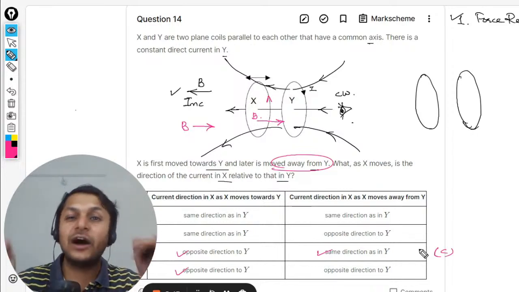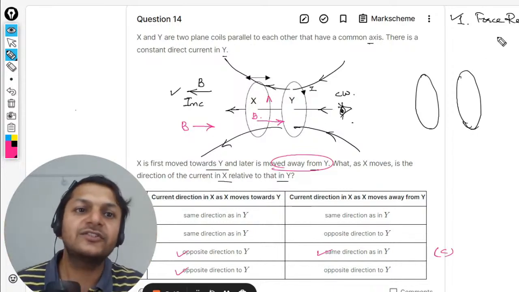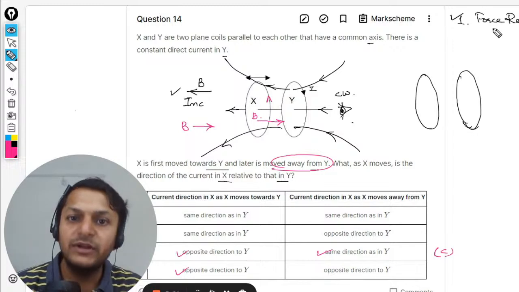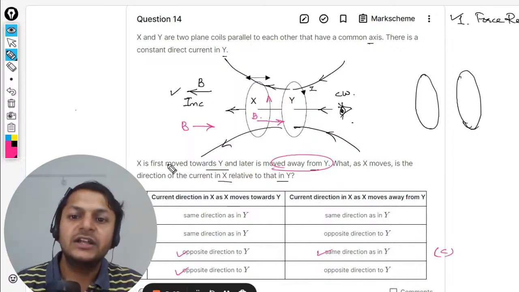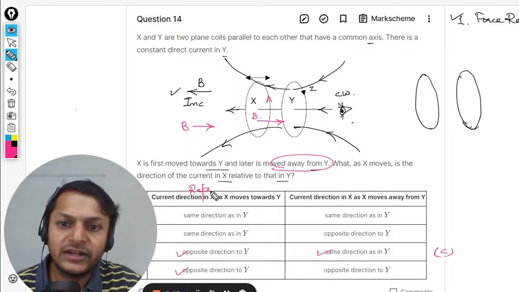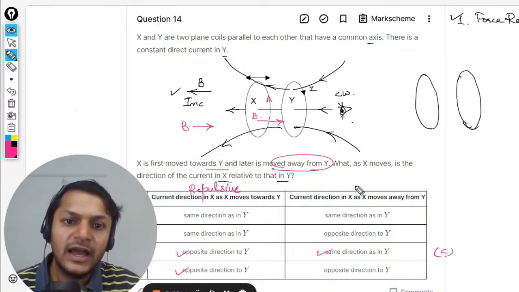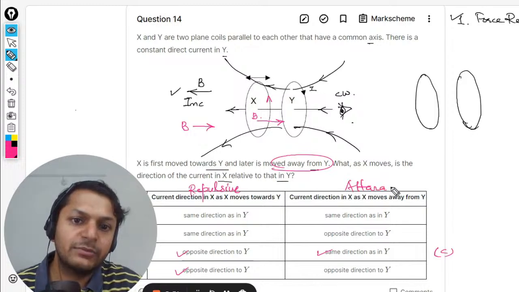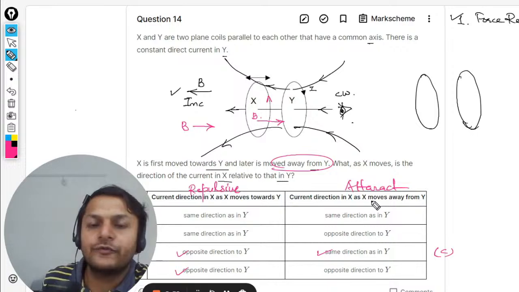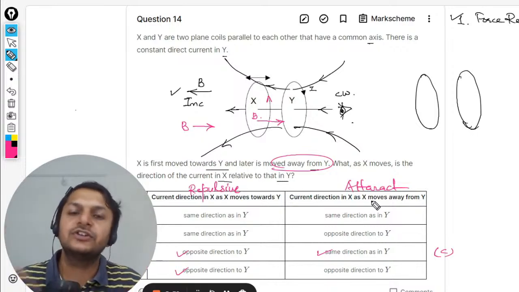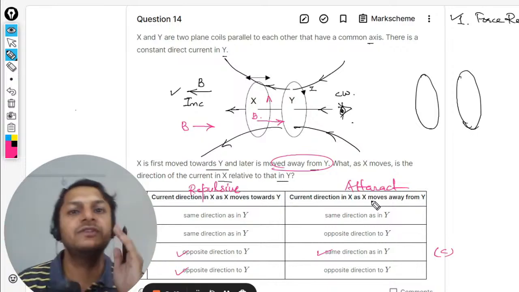These kind of questions are really very important. Either they ask you questions on the forces between these two. So in this case, when X is moving towards, there is a repulsive force here. I'm just writing. And here they will start attracting because now they are going farther away. So X will say, no, no, no, I don't want to go farther away. I want to maintain my position. So now there will be an attractive force between the two rings.